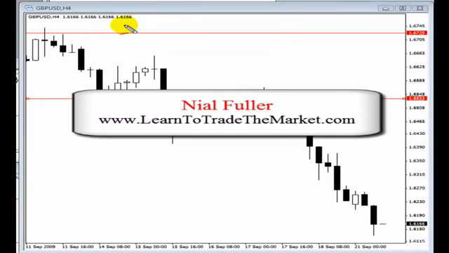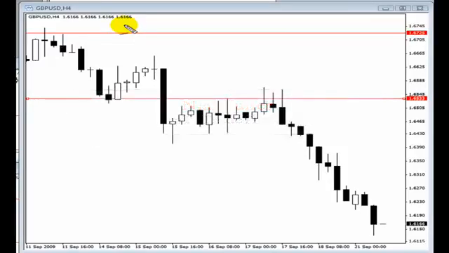In today's video, it's a very simple setup I'm going to be talking about. I'm going to be looking at a trade that's recently formed on the GBP USD, on a 4-hour time frame. Now let's get onto the setup here.